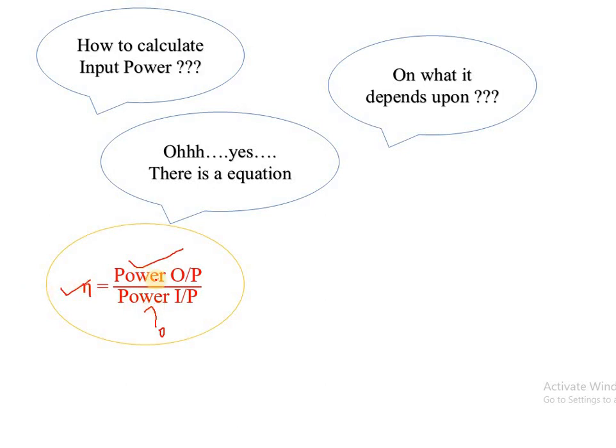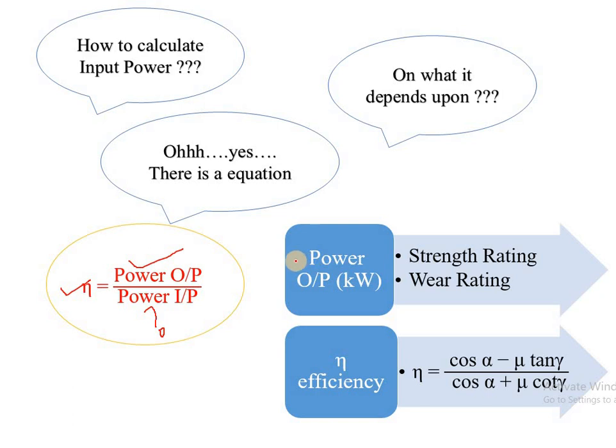So how to calculate this? To calculate the power output, you have to go for strength rating and wear rating, as in the question it is asked for input power based on wear strength and bending strength. So strength rating and wear rating. Then again you have to calculate efficiency.